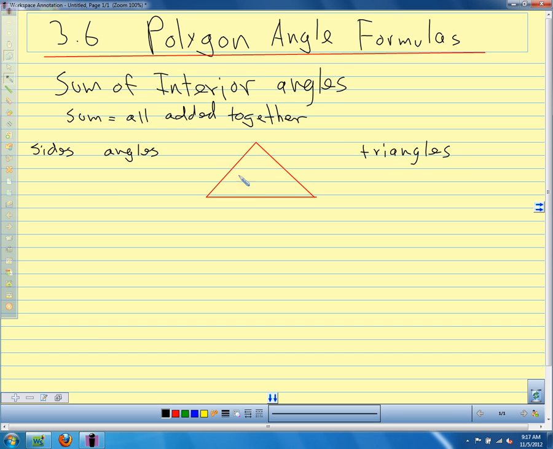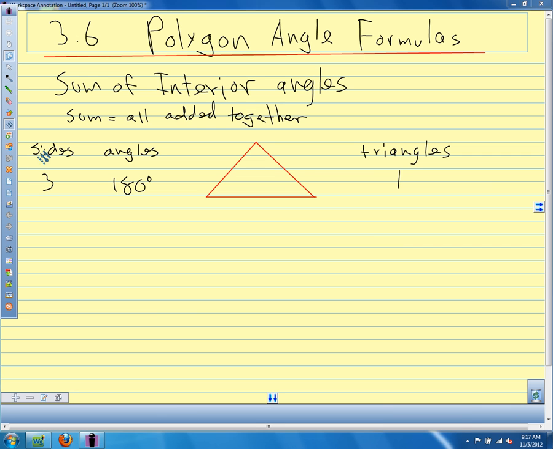So for this first shape, how many sides do we have? 3. And if we add all of the interior angles and measure the interior angles together, what does it add up to? 180 for a triangle. How many triangles do we have here? 1. All right, let's do a 4-sided shape.